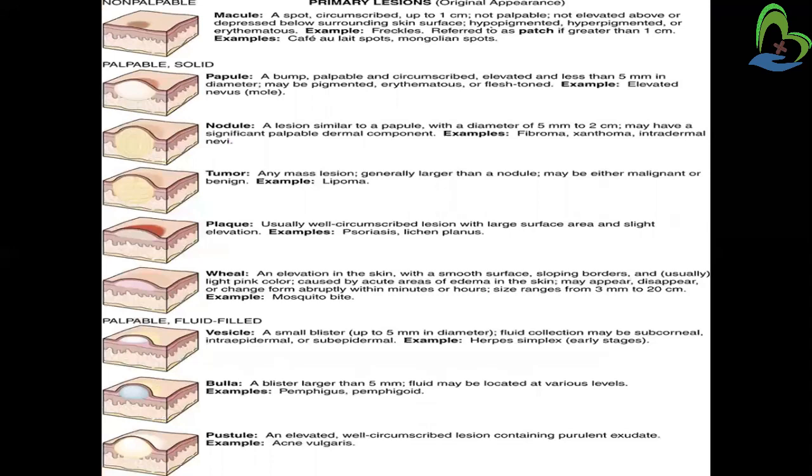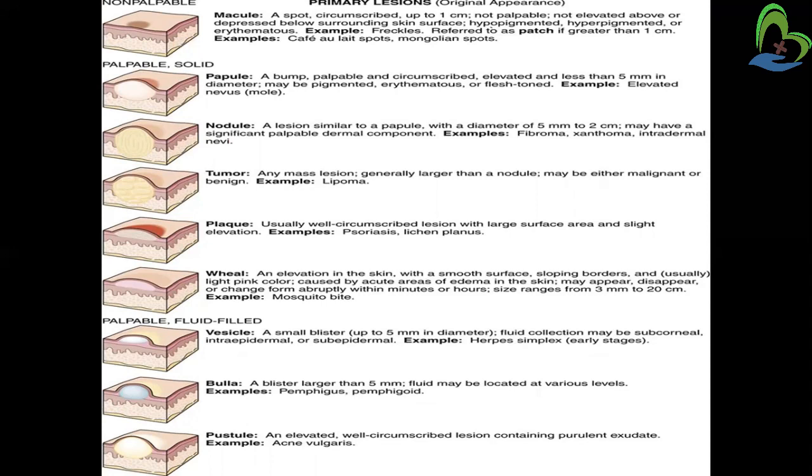So here are the figures of various skin lesions which we have seen. As you can see, this one is the macule, and an example of macule is a café-au-lait spot or Mongolian spot, which usually occurs in the newborn, which is totally normal, and Mongolian spot does not go away after aging.